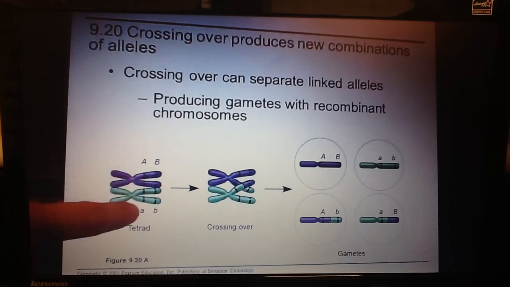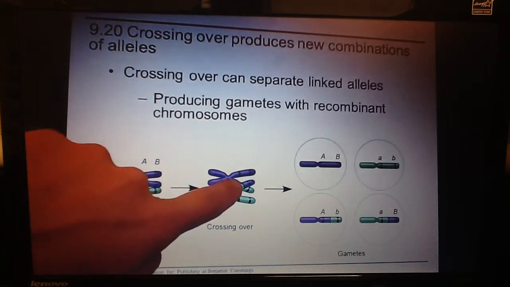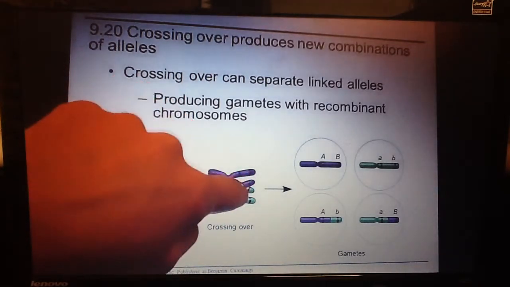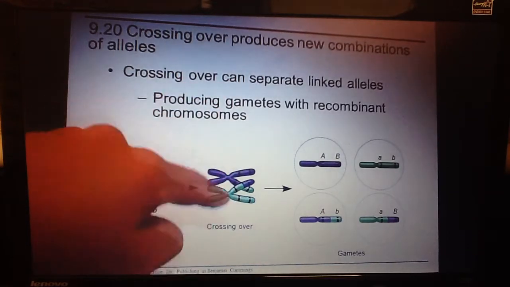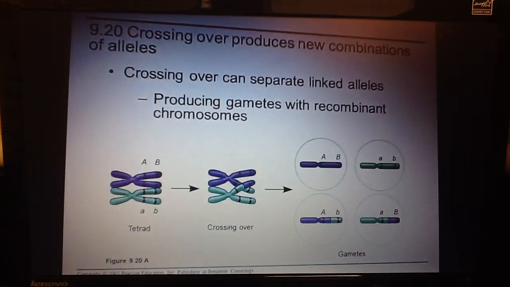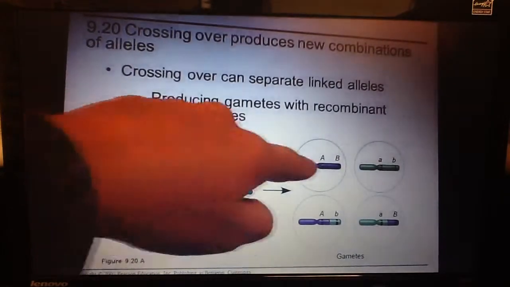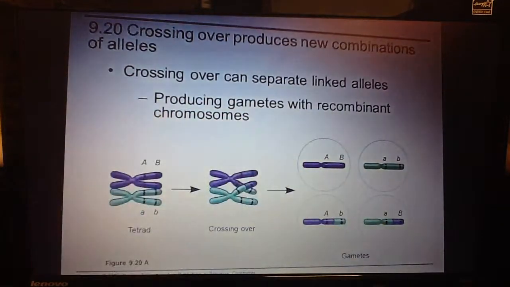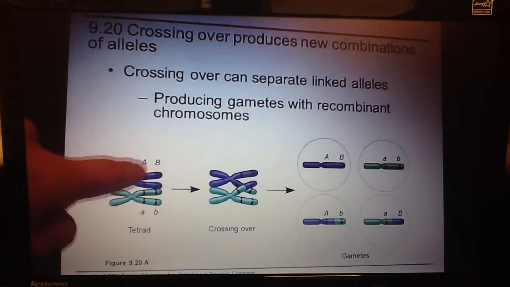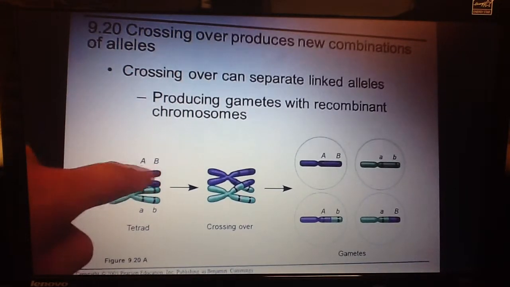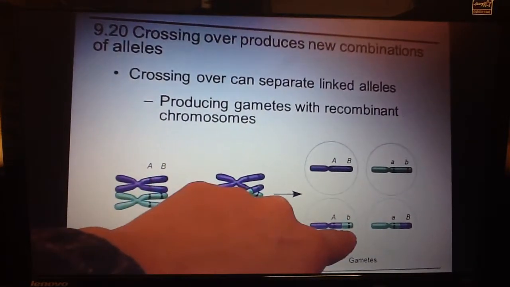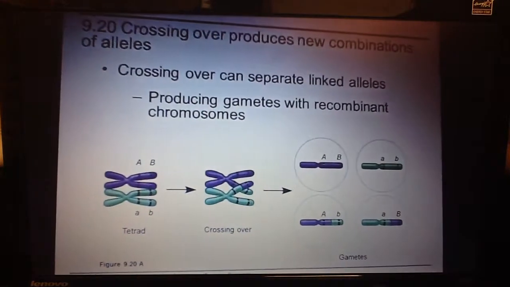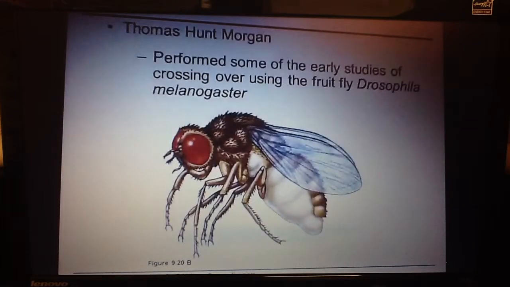So what happens when you get your homologous pairs together and you form your tetrad for meiosis? These chromosomes are so closely interconnected that they might actually cross and exchange genetic information. So that when they separate into their individual chromosomes again, you've now created some genetic diversity. Whereas before you just had big A, big B, and little a, little b, now you have the big A, little b, and the little a, big B combination that came out as a result of crossing over.